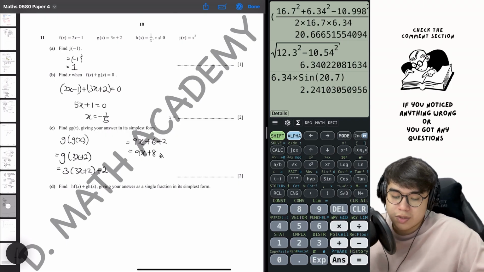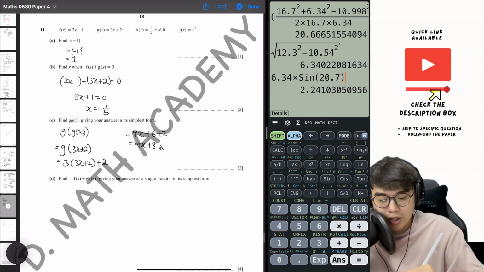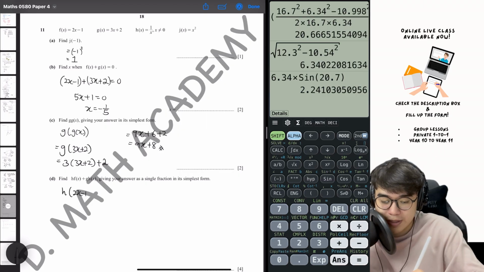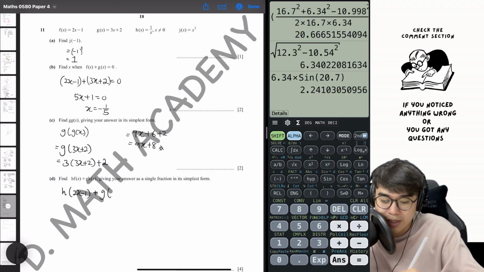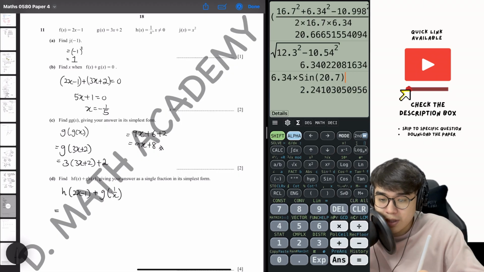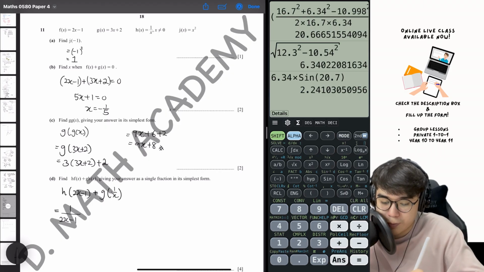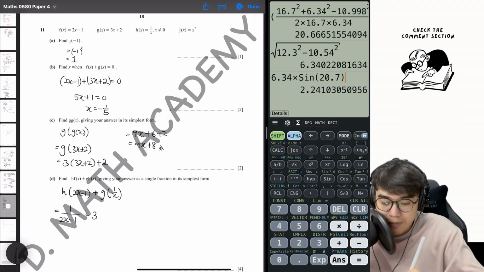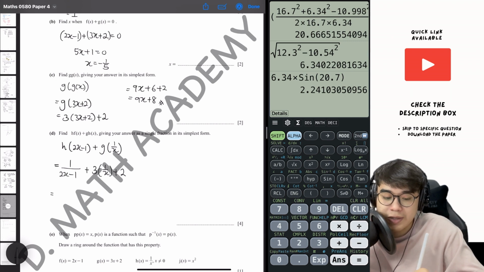Moving on to the next section, we have hgx plus ghx. So h here and then fx inside is replaced as 2x minus 1. Then g again, hx is replaced as 1 over x. So when I substitute it into h, I get 2x minus 1 here because it was replacing the whole x here. And then you will have 3 bracket 1 over x plus 2. So the catch here is to make them as a single fraction.